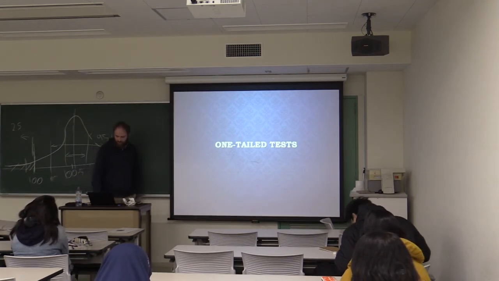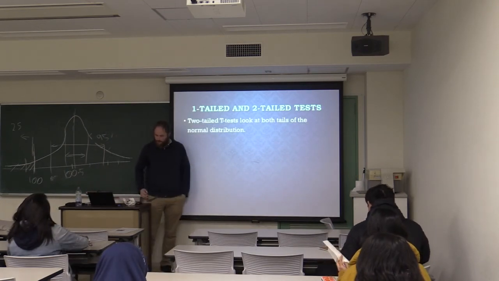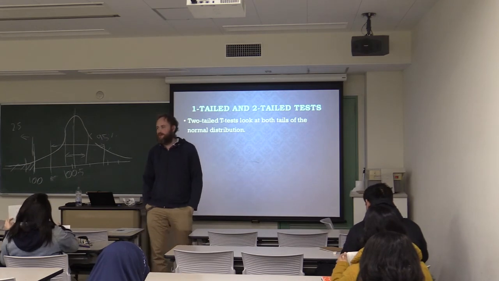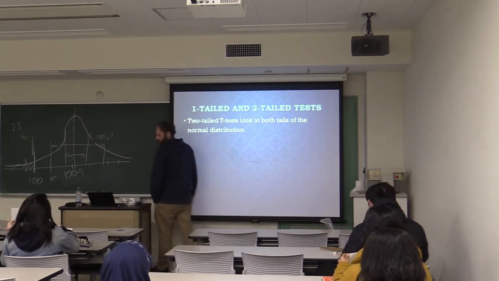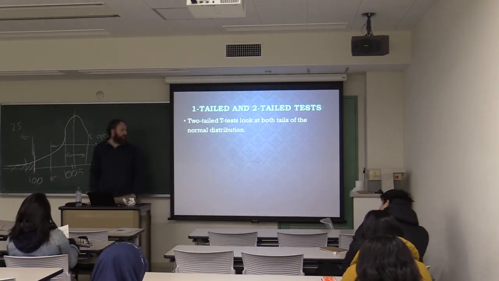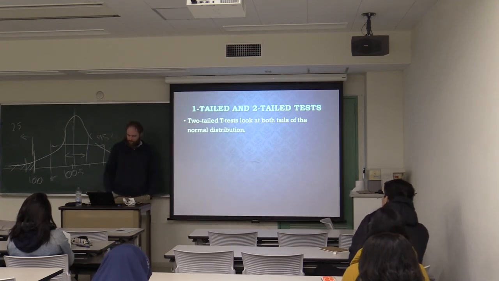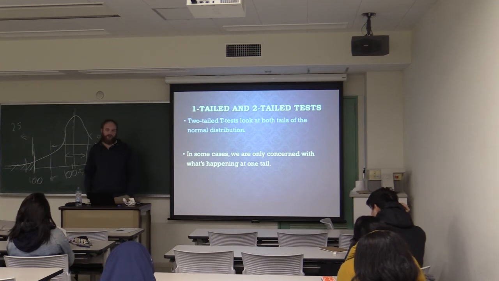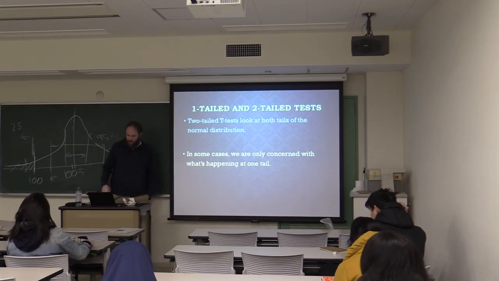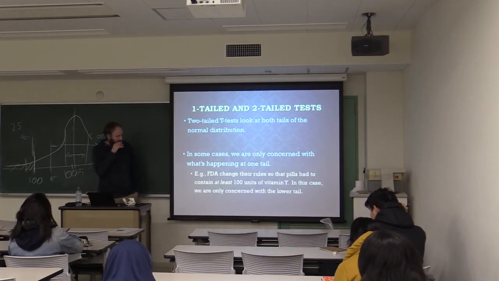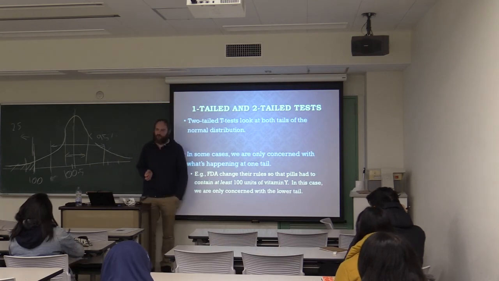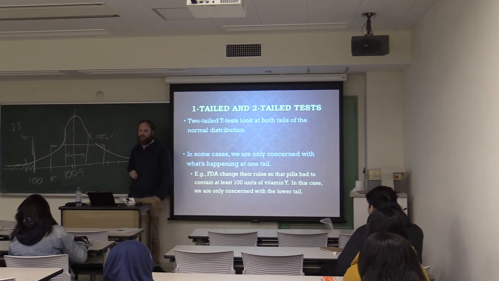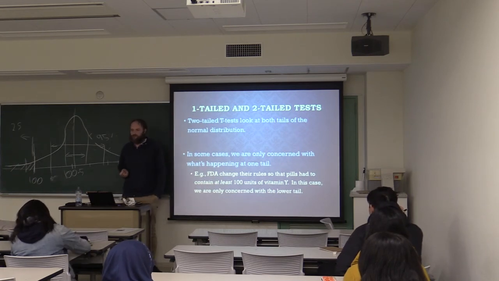One-tailed tests. What we used was a two-tailed t-test, and it looks at both tails of the distribution. But in some cases, we're only concerned with what happens at one tail of the distribution. For example, maybe the FDA changes their rules, and what they say is that the pills have to contain at least 100 units.